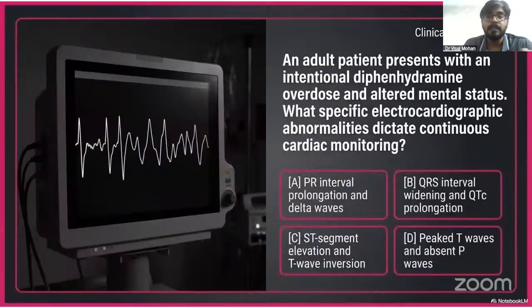Okay. Next question. An adult patient presents with an intentional diphenhydramine overdose and an altered mental status. What specific ECG abnormalities dictate continuous cardiac monitoring? Is it a PR interval prolongation and delta waves, a QRS interval widening and a QT prolongation, an ST segment elevation and a T inversion, or peaked T waves and absent P waves? Which do you think is the right answer?